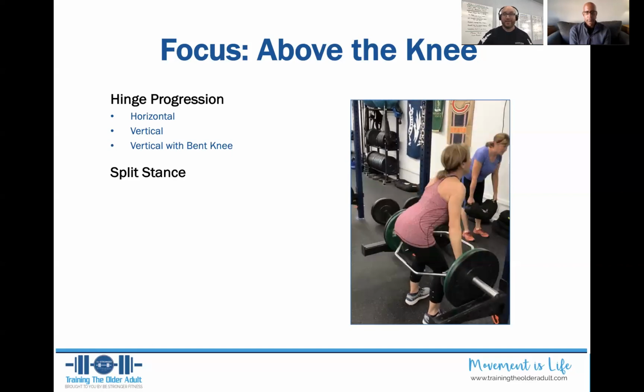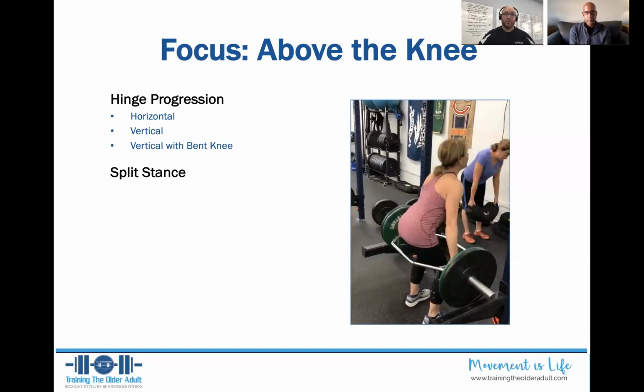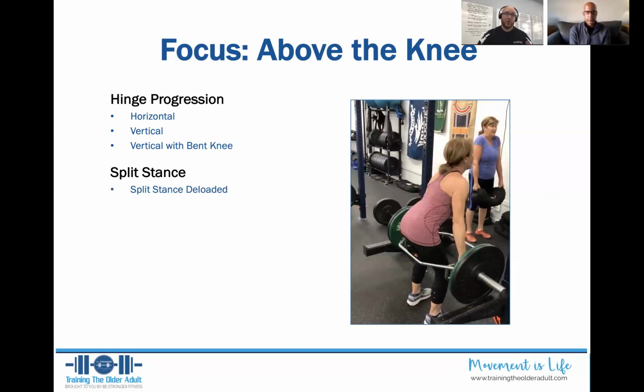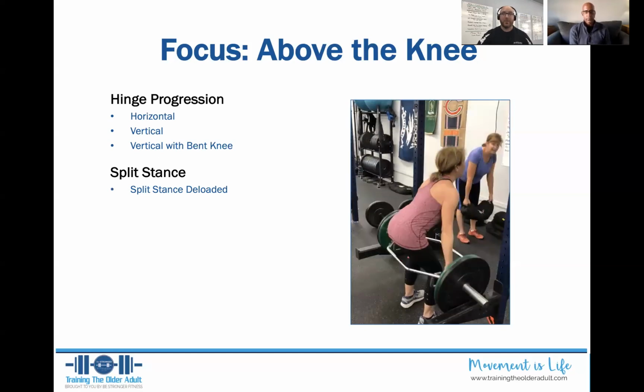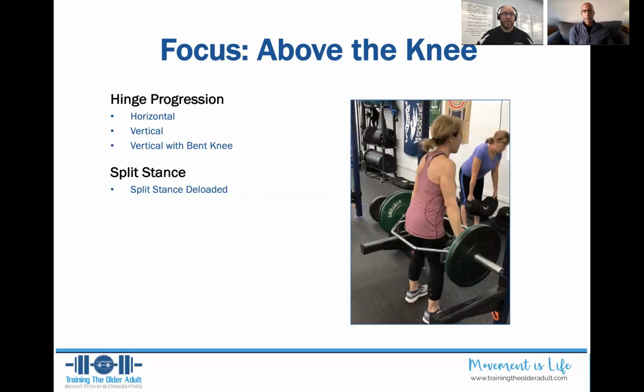But it's a way that I like to teach it to my clients so they understand the hips have to move first, the hips have to be incorporated. All of our split stance work, we'll start with deloaded. Again, there's more information about this on some of my YouTube channels, and it's all free info. You can check it out on there.